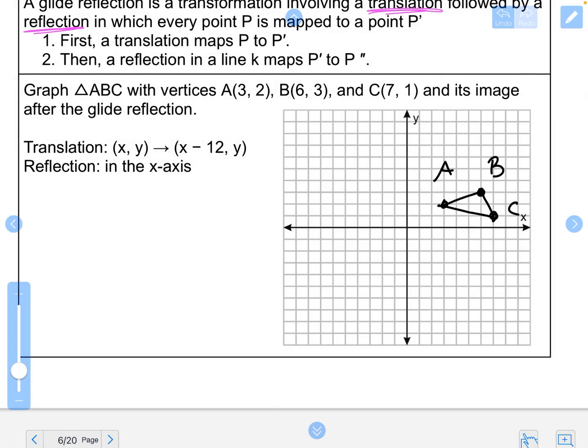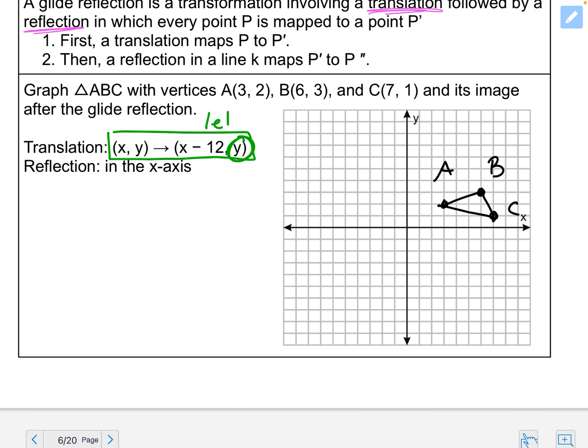So the first thing we do is we're going to translate it. So x minus 12, and if we just see y by itself, nothing changes. So we're just going to move it to the left 12 spots. 1, 2, 3, 4, 5, 6, 7, 8, 9, 10, 11, 12. So that's A prime. 1, 2, 3, 4, 5, 6, 7, 8, 9, 10. That's B prime. And then that's C prime.